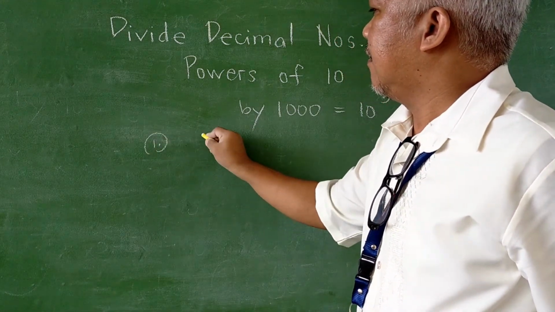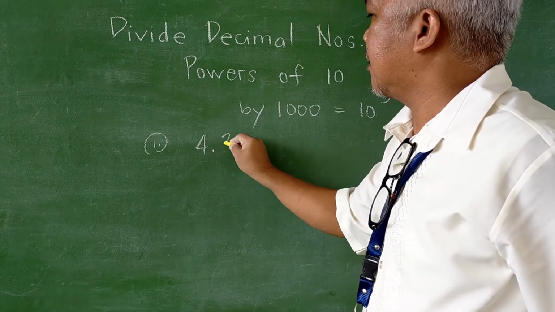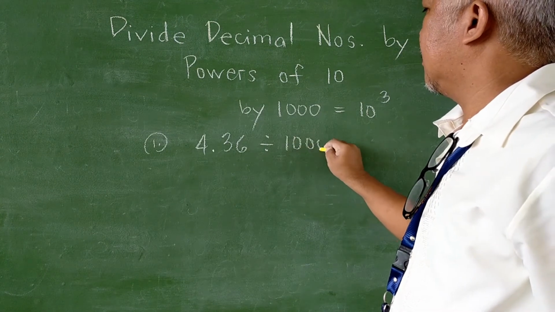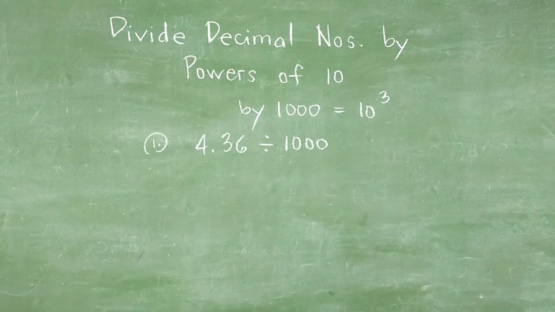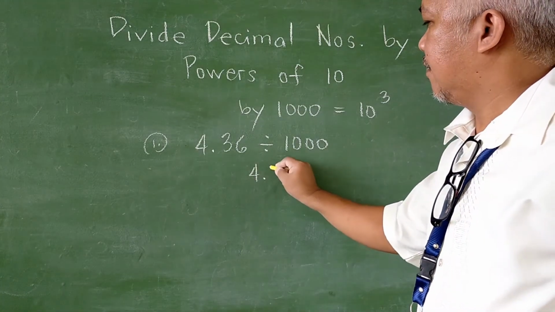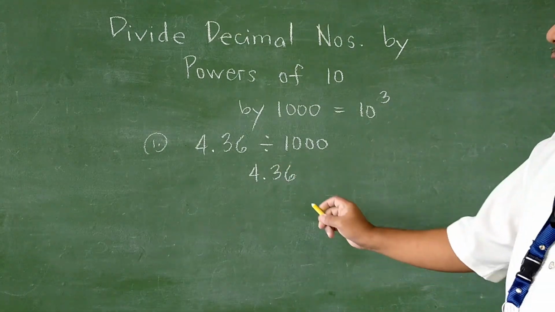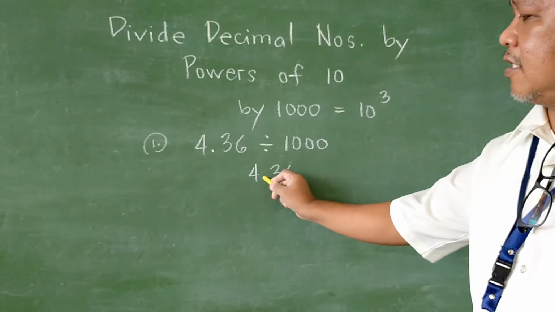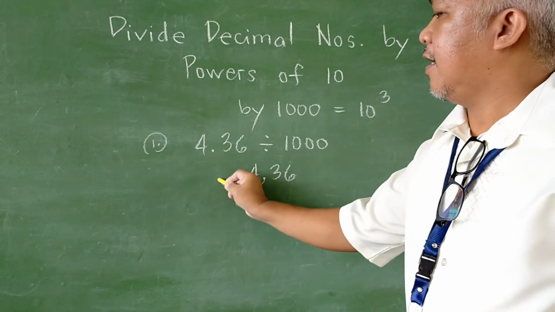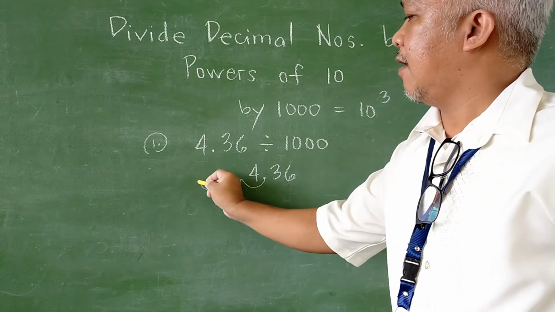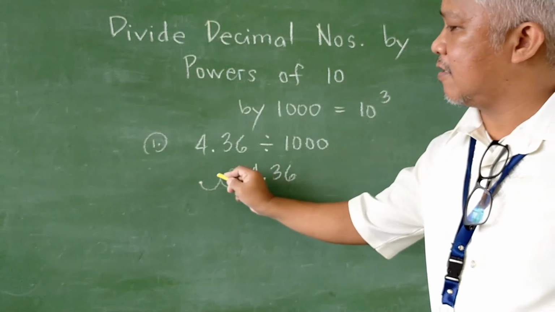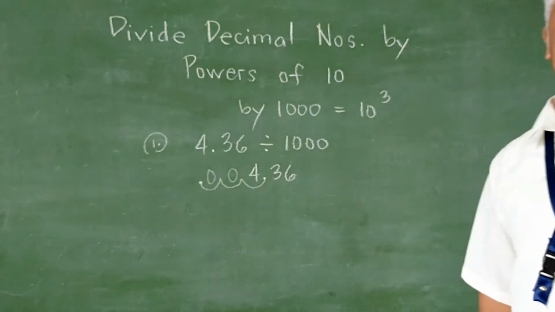Halimbawa, 4.36 divided by 1,000. What is the quotient? So, from 4.36, imumove natin ito ng 3 beses pakaliwa. So, 1, 2, 3. So, here is our point. Dahil walang number na nakalagay, right? 0 and another 0.